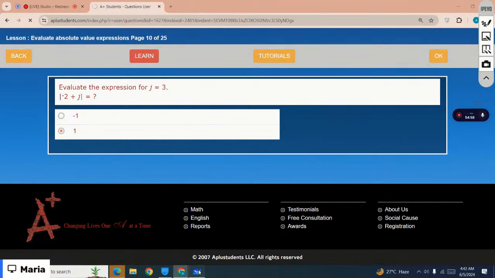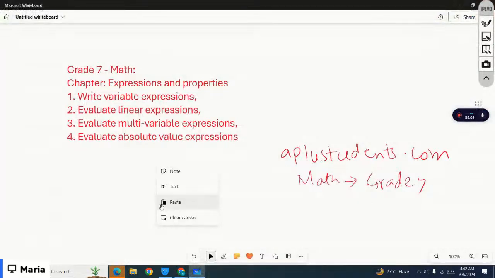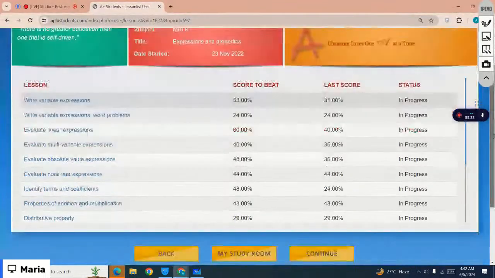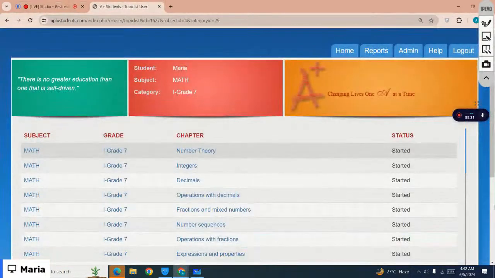So we were working on grade 7 math. The chapter we were working on is expressions and properties. The lessons we have covered today are write variable expressions, evaluate linear expressions, evaluate multivariable expressions, and evaluate absolute value expressions. So please make sure that before the next session you complete all the practice questions for the lessons we did today. That is your homework until the next session.